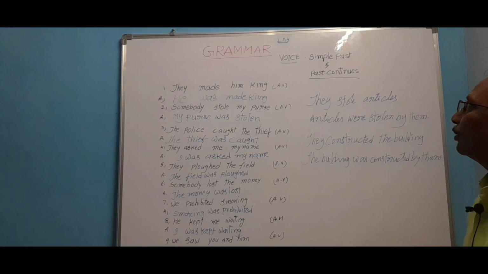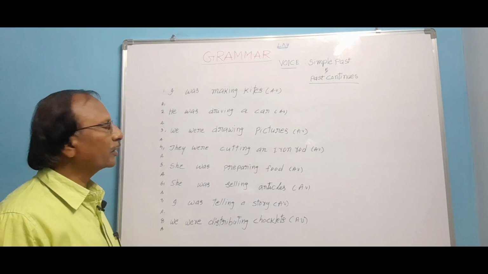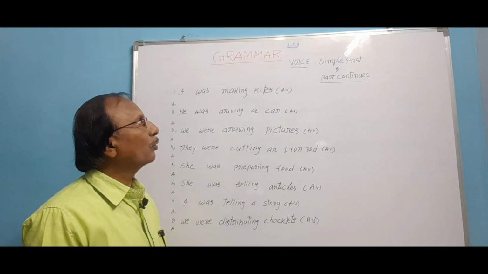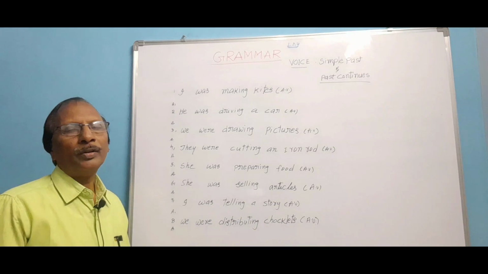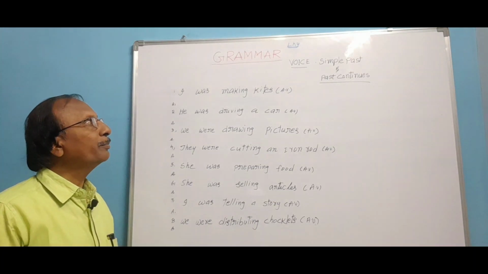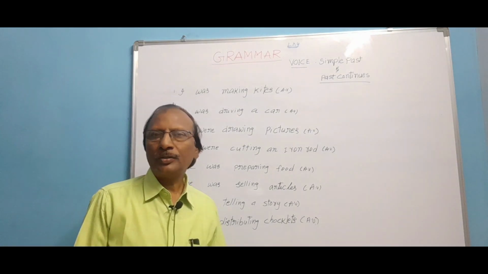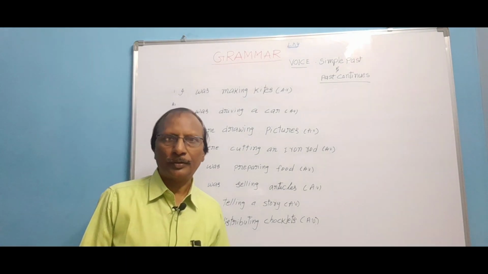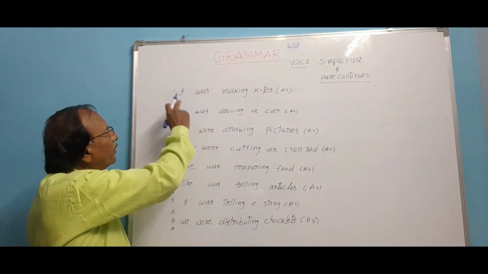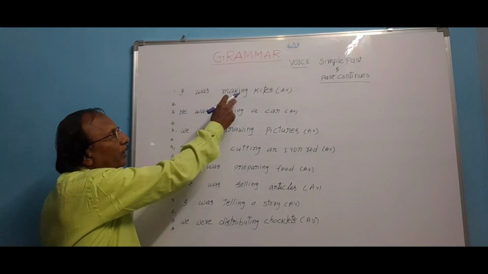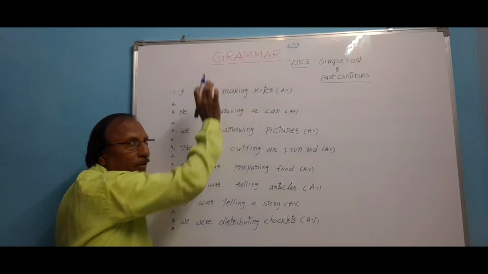Let us now learn past continuous. Now let us discuss some more sentences on voice with regard to past continuous. So far I have explained sentences on simple past. Now sentences on past continuous. Past continuous means the action was going on in the past. Look here, I was making kites. I is the subject, was is the helping verb. It helps the main verb make, making. The ing form is there, and then the object kites.